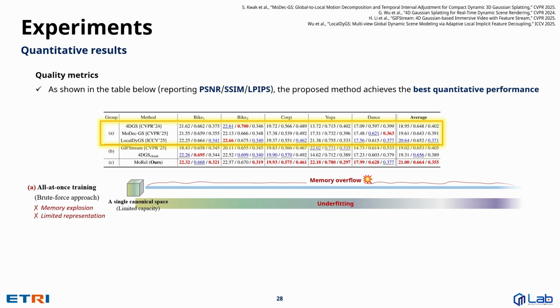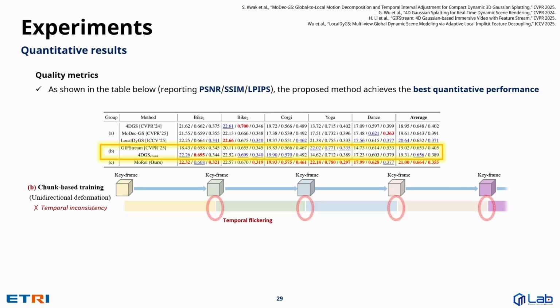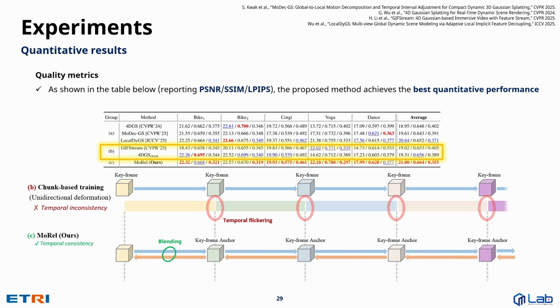First, compared with all-at-once methods, MoRel achieves the best overall quantitative performance. This shows that MoRel preserves high representation fidelity while maintaining bounded memory on long-range sequences. Next, compared with chunk-based methods, MoRel also shows superior performance. Conventional chunk-based training often suffers from temporal inconsistency and flickering at chunk boundaries. By contrast, our bidirectional blending produces smoother transitions and better temporal consistency.